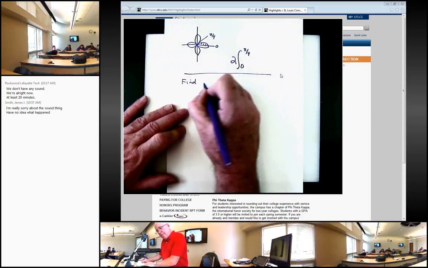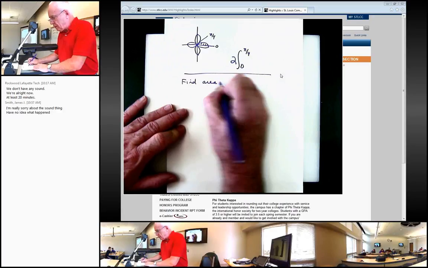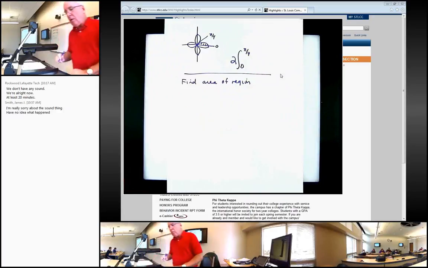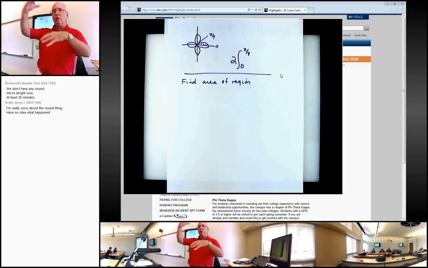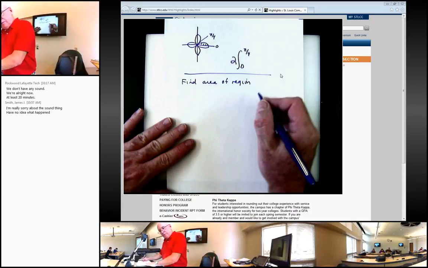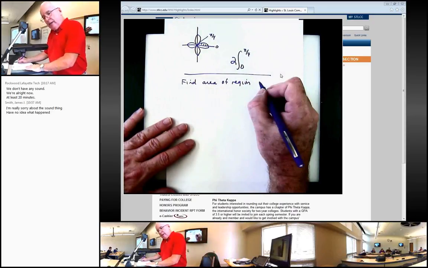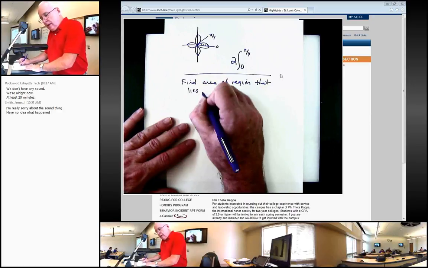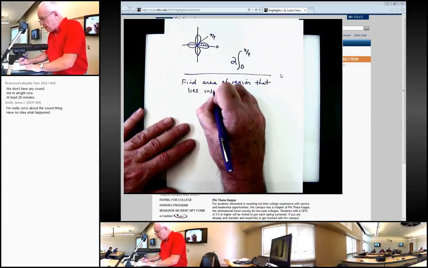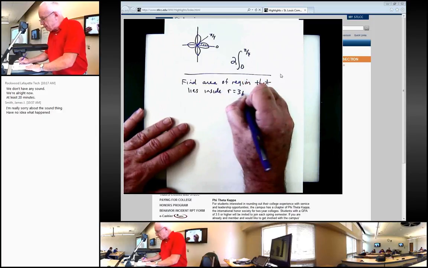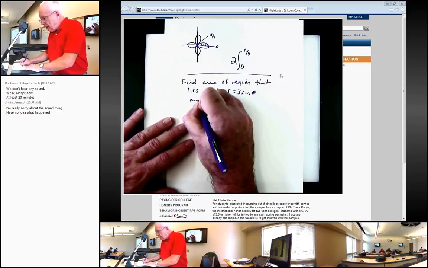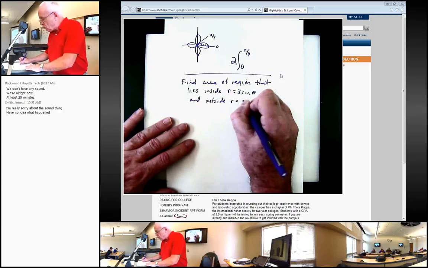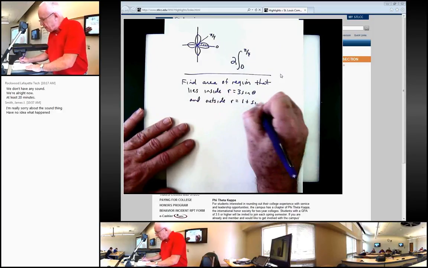Here's another kind of problem that you might encounter. We're finding area again, but now we're finding area between one curve and another curve. So let me show what I'm talking about. Find the area of the region that lies inside r equals 3 sine of theta, and outside r equals 1 plus the sine of theta.